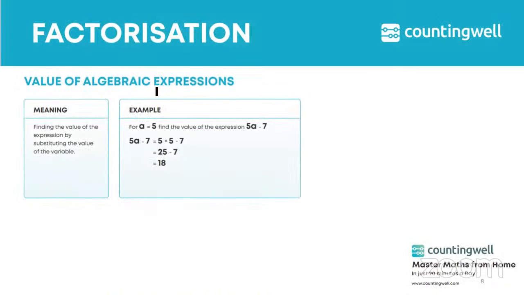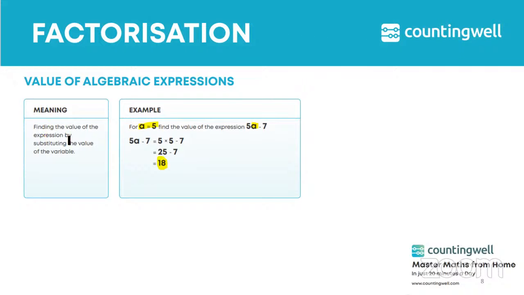Let us see what is value of algebraic expression. The value of algebraic expression is nothing but the value we get when we substitute the variable by that value, and we get the resulting answer without any variable. It will be a constant or fixed value for that particular value of variable.